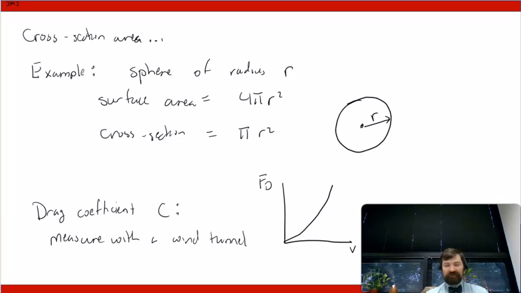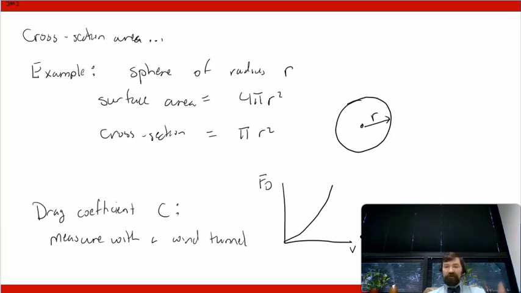So you'd have something like this, and then you can extract C from the fit of these data. If you as a student taking an introductory physics course were to do this, then you've got a nice fancy setup for your physics course, but you'd essentially maybe want to plot the data, linearize it, and then the slope should be essentially 1/2 of the density times the cross-section area times the drag coefficient.